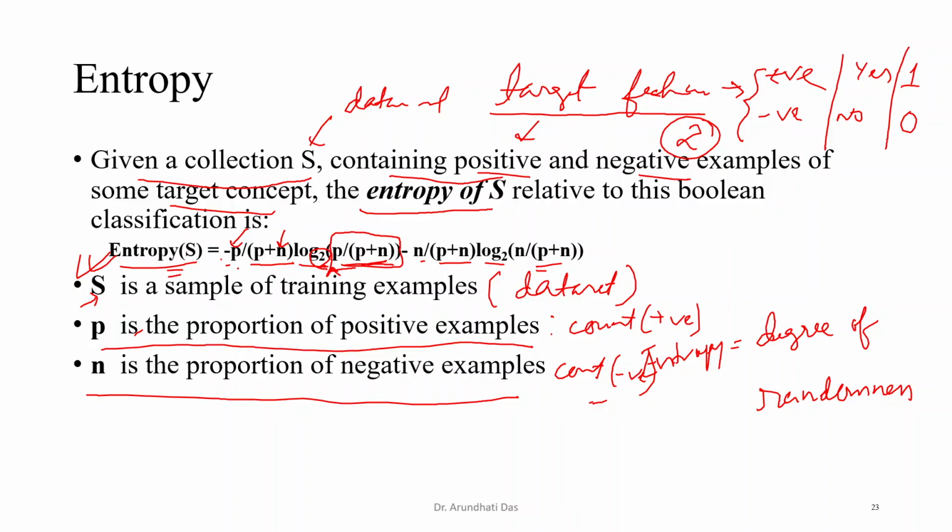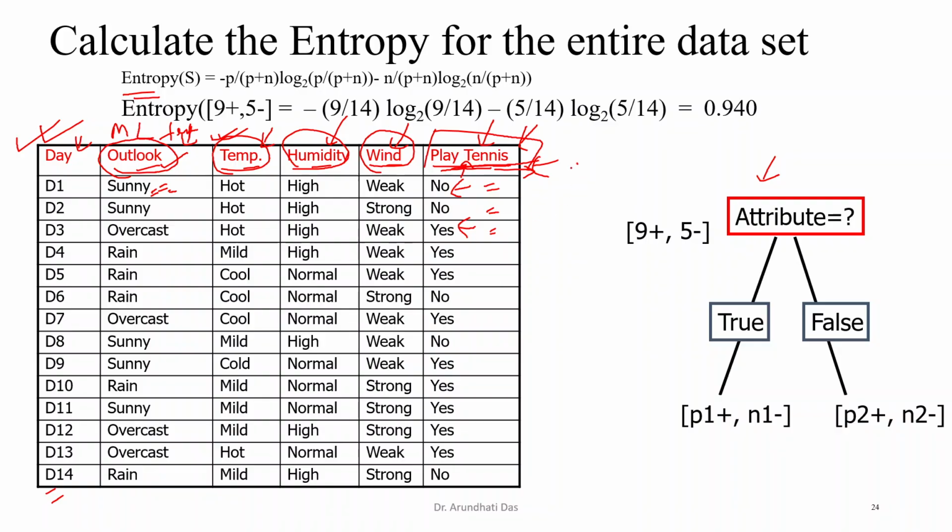Okay, what are P and N again? P is the count of all the positive examples, or positive samples, whose class label is positive, and N is the count of all those samples whose class label is negative. If we come back to our data set, the class label is this tennis column, and these class labels are either no or yes.